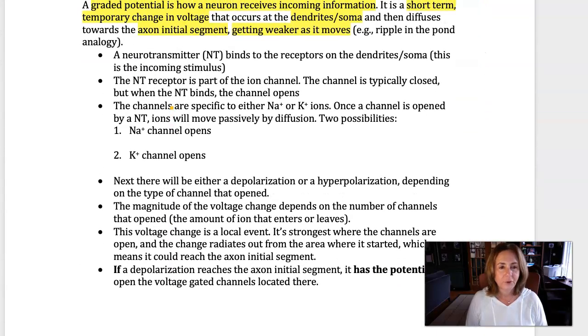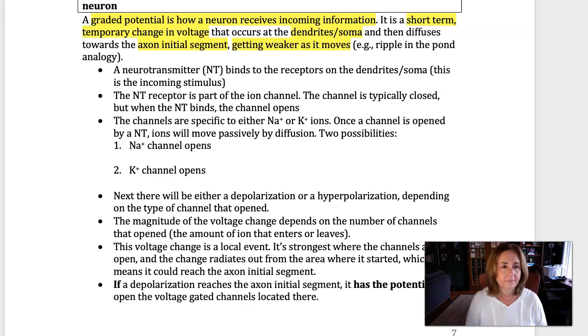So taking a look at those notes. Neurotransmitter, so this is the chemical, binds to the receptors on the dendrites and the soma. This is the incoming stimulus. The neurotransmitter receptor is part of the ion channel. The channel is closed, but when the neurotransmitter binds, it opens the channel. These channels are going to be specific. They're going to be either sodium or potassium channels. Once a channel is opened by a neurotransmitter, ions will move passively by diffusion.